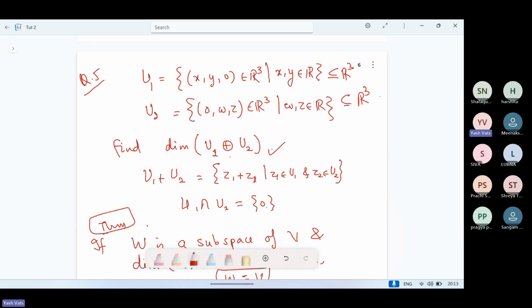Hmm, wait. What is the dimension of U1? 2. So the dimension of U1 plus U2 equals 4. Yes, yes. Oh, U1 intersection U2 is not 0, right? What is U1 intersection U2? Tell me. Wait, I'll just check.